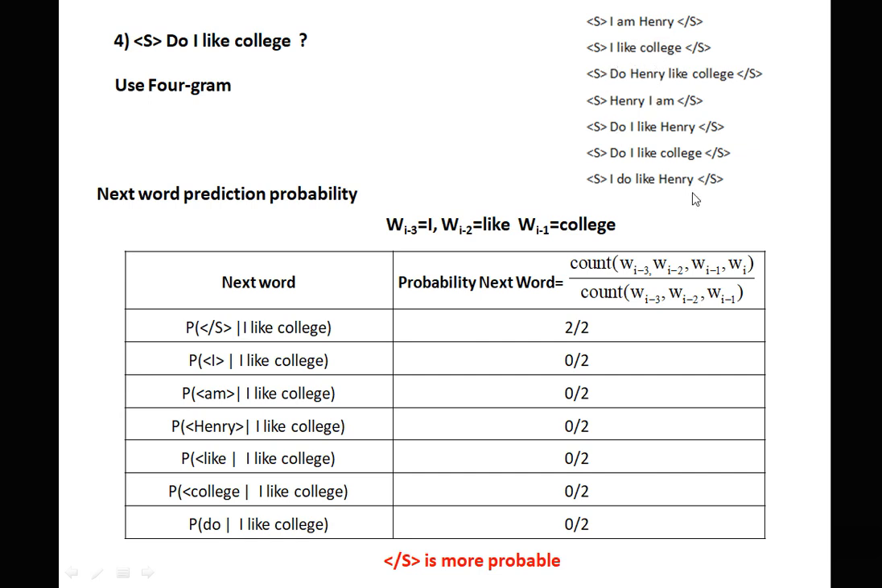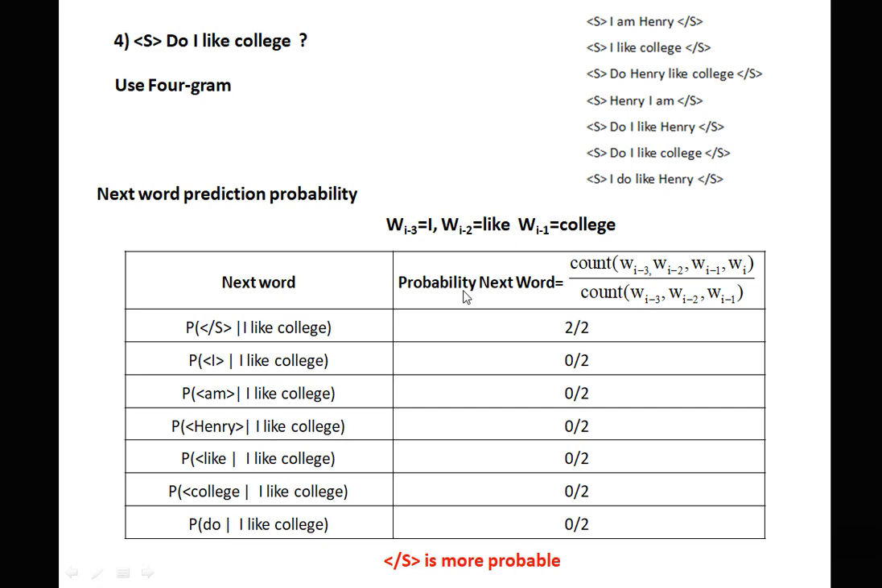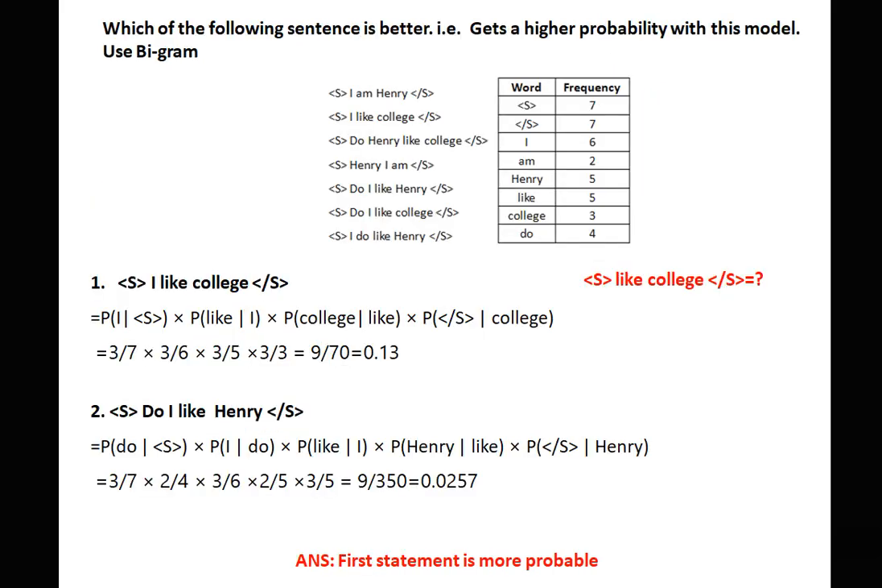So I like college is present for 2 times. So our denominator becomes 2. And in the numerator we require to check after I like college which words is coming frequently. Now see, after I like college, end of the sentence comes 1 time, 2 times, and other words are not coming after I like college. So end of the sentence is more probable. So in this way we solve the problem using 2-gram, 3-gram, 4-gram or any gram order.